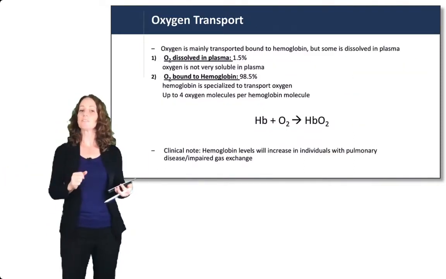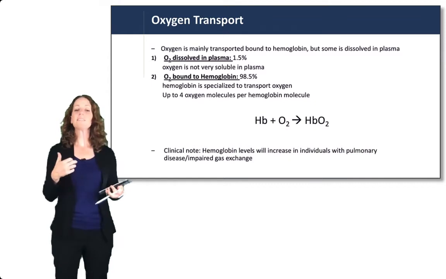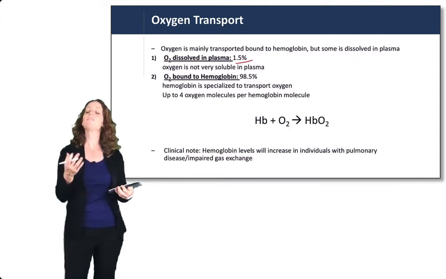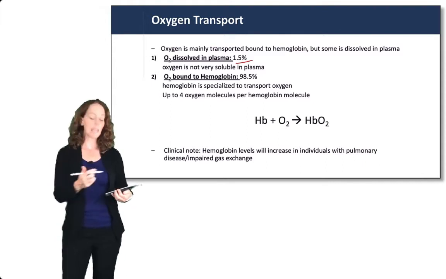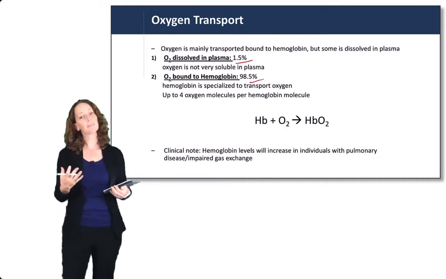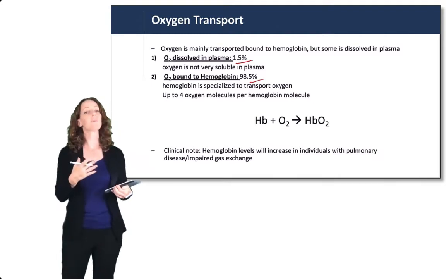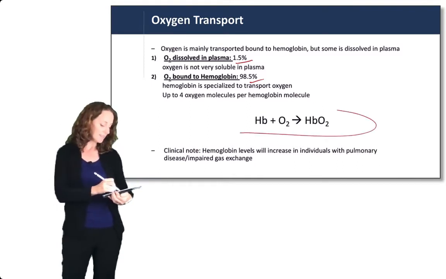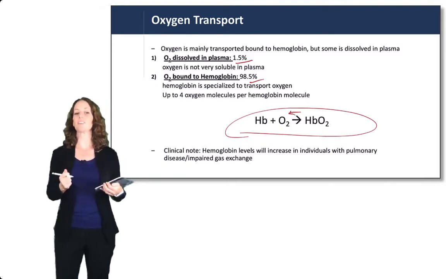So for this lecture, let's focus on oxygen. Oxygen is mainly transported bound to hemoglobin. It does not dissolve well in plasma, so only about 1.5% of the total oxygen in the blood is carried dissolved in the plasma. The other 98.5% is carried on hemoglobin. So hemoglobin is specialized to transport oxygen, and we have, as we said in the previous slide, up to 4 oxygen molecules per hemoglobin. This is the reaction that shows hemoglobin binding, but also unbinding to oxygen.